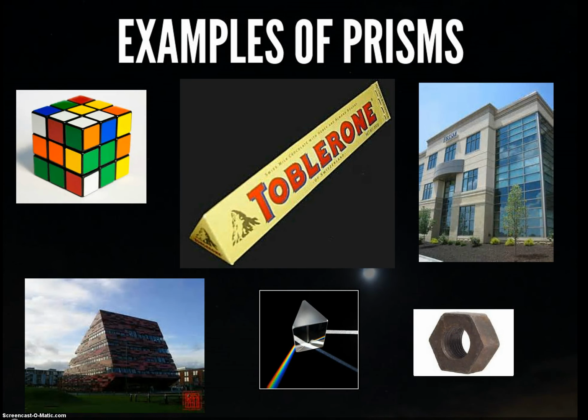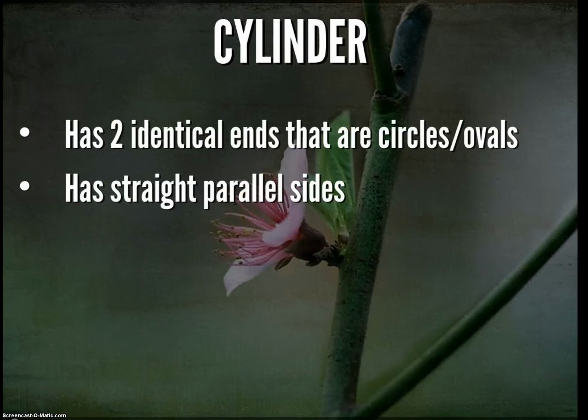So here are some real-world examples. You have the Rubik's Cube. We have the Toblerone bar. You have the pyramids, which are triangular prisms. Also this building. A prism is what light refracts and reflects through. We have a hexagonal prism right here, this hex nut, which has a cylinder missing. And buildings also have prisms in them. This is a rectangular prism right there. So those are some real-world examples.